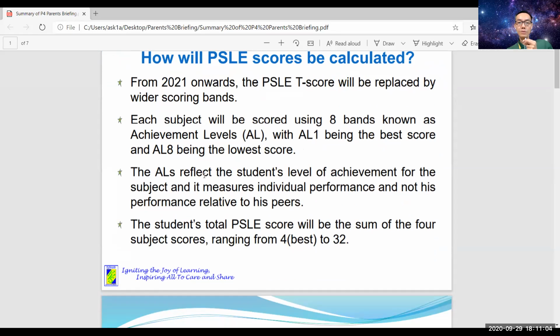These ALs reflect the student's level of achievement for the subject, and measure individual performance and not performance relative to his peers. The student's total PSLE score will be the sum of the 4 subjects, with 4 being the best, just like in O-level during our time, where A1 is the best. If you have 6 subjects in secondary school, 6 points means you're the best. So in the PSLE from 2021, top students will receive a score of 4, and those at the lowest end will receive 32.